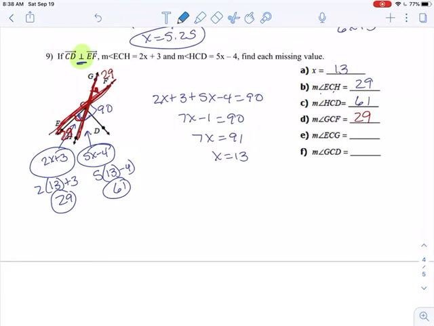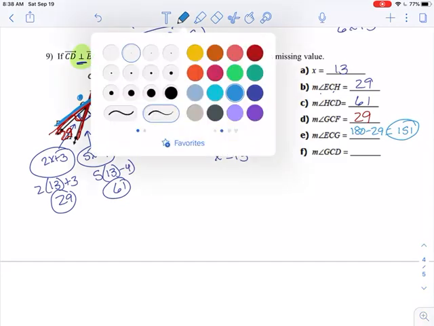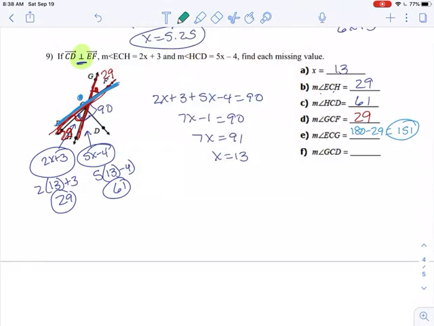Let me grab another color. Next one I want to find is ECG. ECG is right here where I'm putting the blue dot. These two angles together form a line. So all I need to do to find ECG is do 180 minus 29, which is 151. And the last one is GCD. And GCD, let me get the green. GCD is this right here. I know I got a lot written here. It's basically these two angles together. So I'm adding the 29 plus the 90, which is 119.